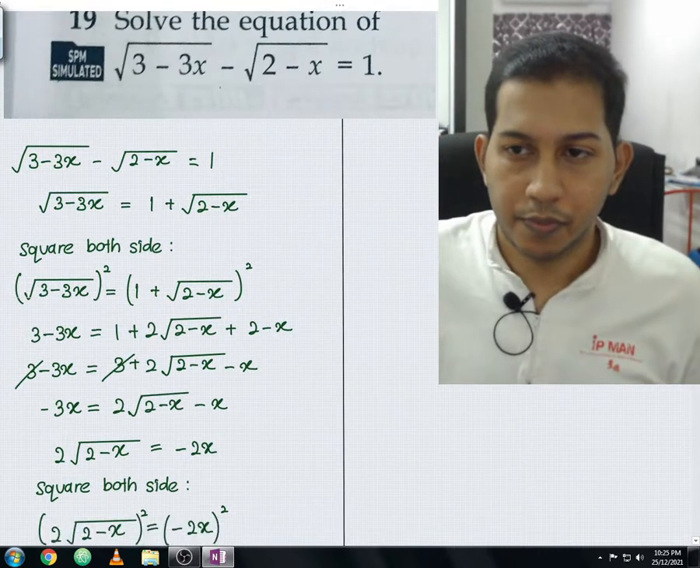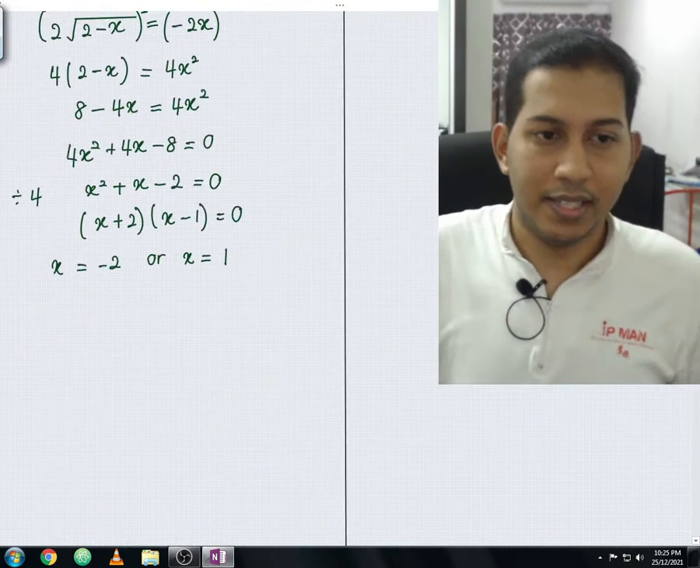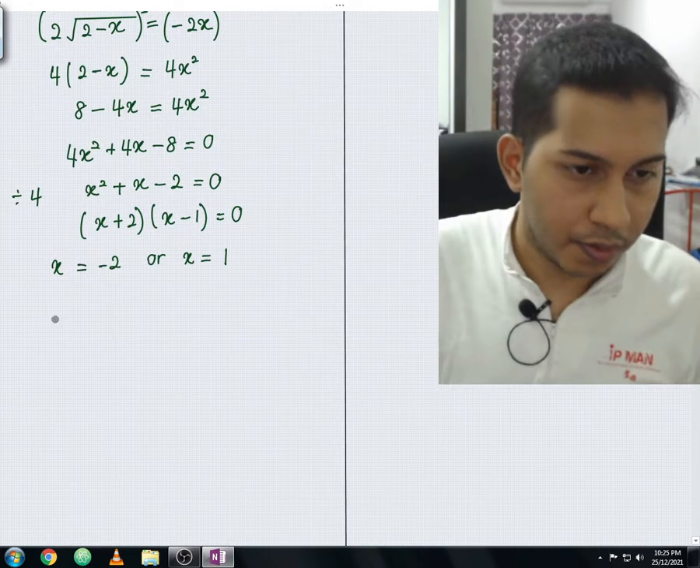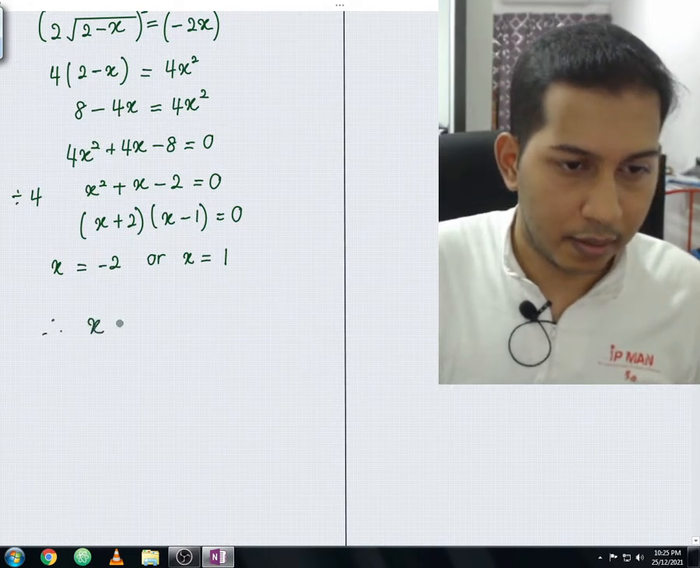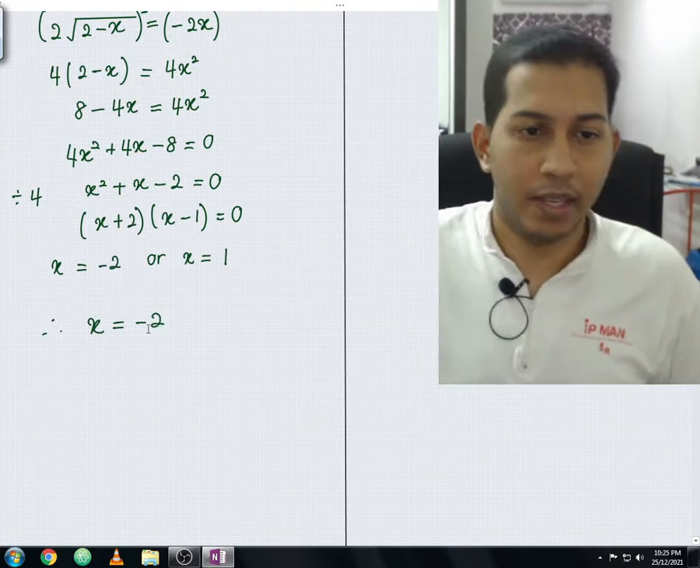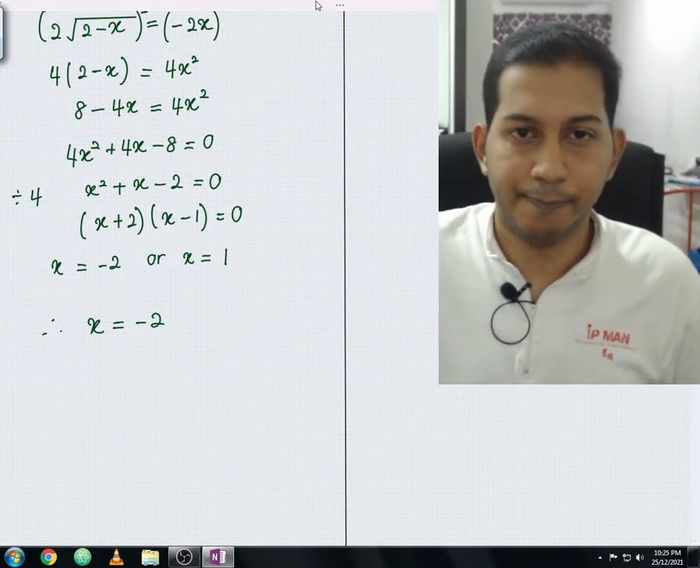So technically, x equals to 1 is not a valid answer. You can only have one possible answer. In this case, x can only be equal to -2. So therefore your x can only be equal to -2. This is your final answer. Let me underline the solution for this question.